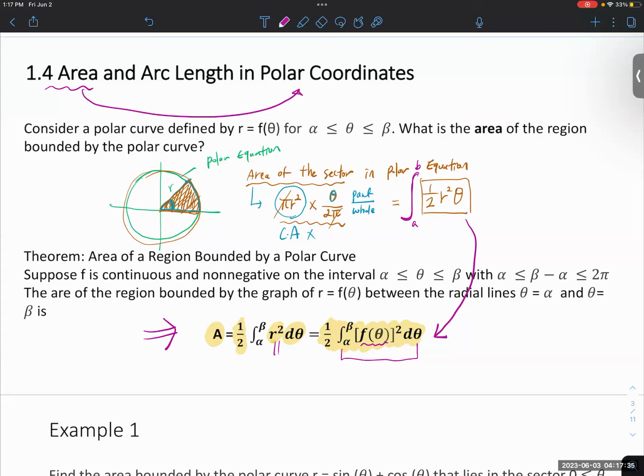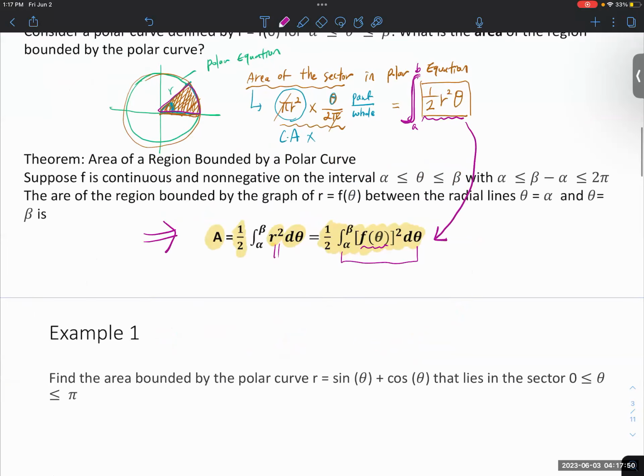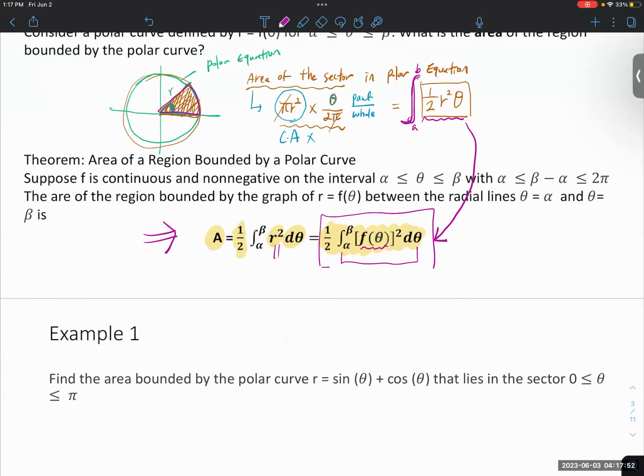So we are looking for the area of the polar equation. Specifically, if I want to find out this sector, this is pi r squared times theta over 2 pi. So we found this one. We are simply taking the integral. So you're going to use this formula to find the area of a sector in a polar equation. Does it make sense? So let's take a look at the following example.